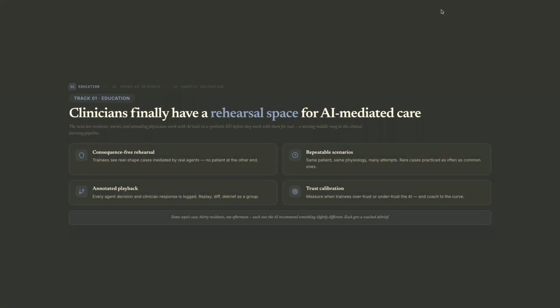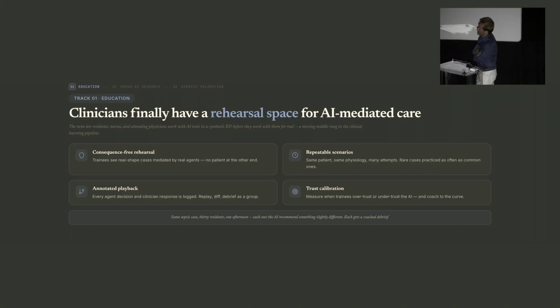So I talked about really three aspects of things. One was this clinical rehearsal space or educational space. And it's really addressing the idea that we should have some type of consequence-free rehearsal and simulation space to be able to do educational things. You would love to have a situation where you have repeatable scenarios.